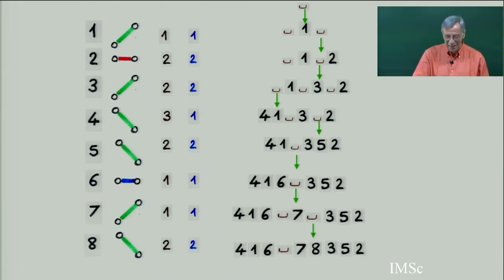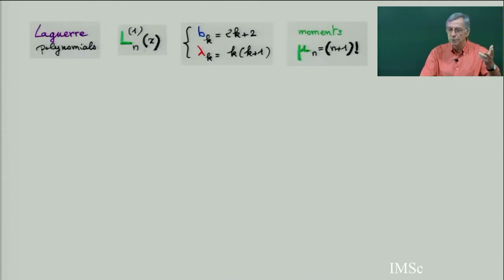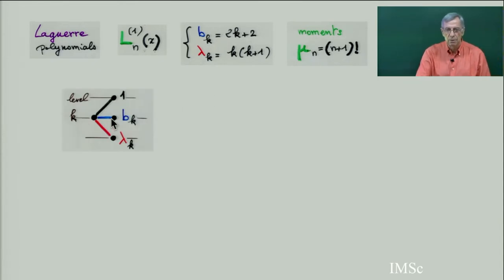Okay, so here is the permutation I get from the Laguerre history. And from the general theorem, that the moments of orthogonal polynomials satisfying a three-term linear recurrence relation with coefficients b_k, lambda_k are the sum of the weights of all these Motzkin paths, in the case of the Laguerre polynomials with alpha equal 1, this bijection gives a proof that the moments are (n+1) factorial, with the weights b_k equal 2k plus 2, lambda_k equal k(k+1). So if I know that the Laguerre polynomials satisfy this three-term recurrence relation with b_k, lambda_k, then by combinatorics I have given a proof that the moments are this.